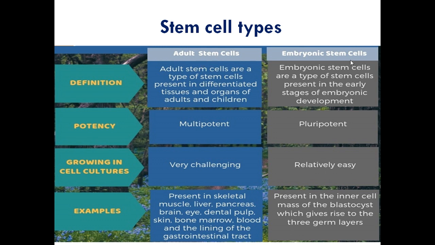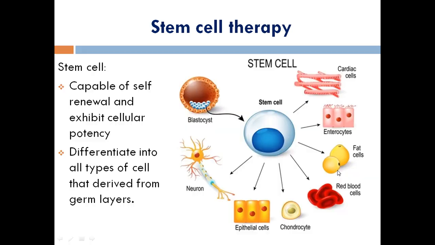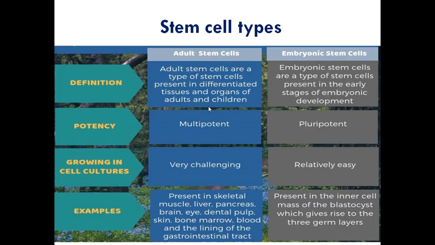The next one is your embryonic stem cells. These stem cells are present in the early stage of embryonic development. In the previous slide, I showed one diagram. So here we have the ICM. This ICM we call embryonic stem cells. Why? Because it has the ability to produce different types of germ layers.